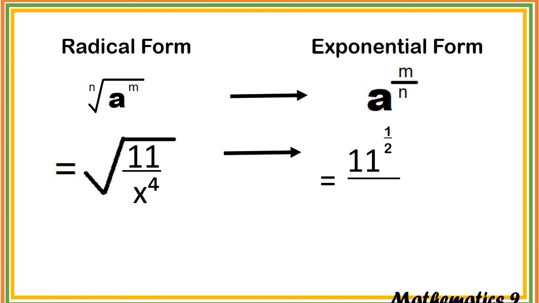So, mas madali ito kasi nakikita nyo yung exponent niya. Okay? So, that is our a sa denominator. Yung ating m ay 4. Okay? And ang our n is square root. So, yun ay 2. So, our n is 2. So, we have x raised to 4 over 2. But this time, pwede pa siyang simplify yung 4 over 2. So, we have 11 raised to 1 over 2 over x squared. Bakit? 4 over 2 is 2.